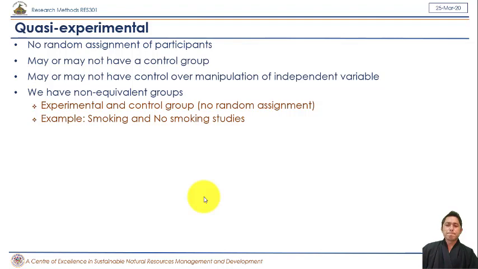And at last, one of the examples we can give of why we need quasi-experiments, and why quasi-experiments do not have random assignment, is an example of smoking and non-smoking studies. We want to see the lung capacity of people who are smoking and people who are not smoking, and lung capacity is our independent variable, and people who are smoking and not smoking are the dependent variable.